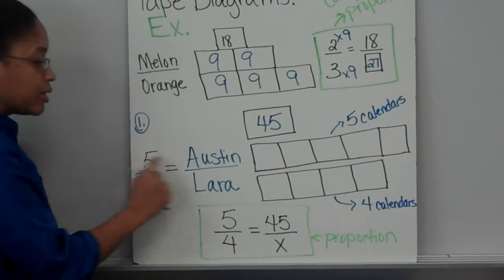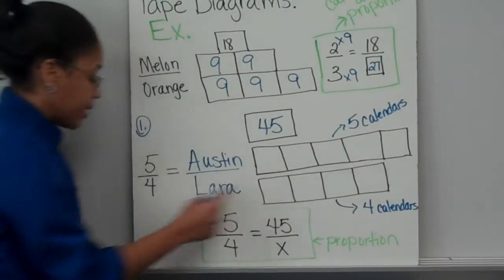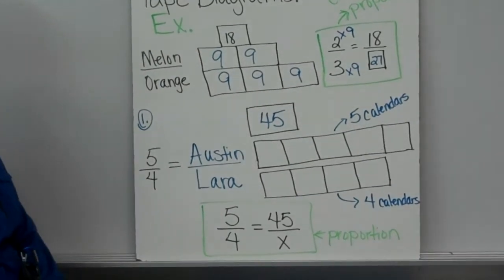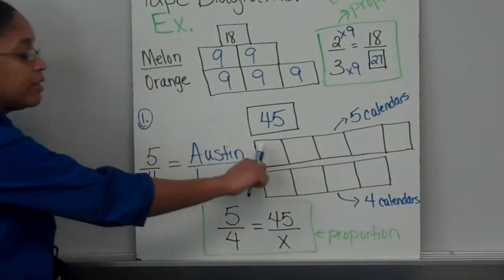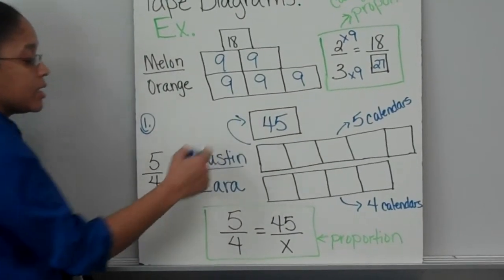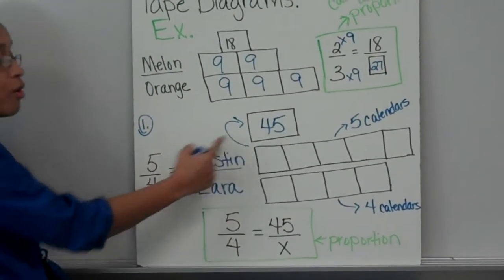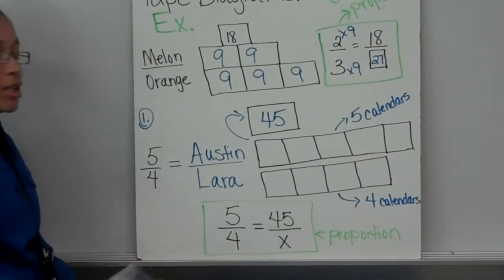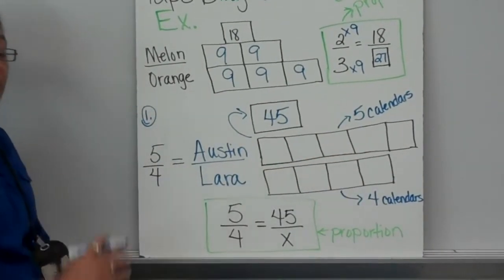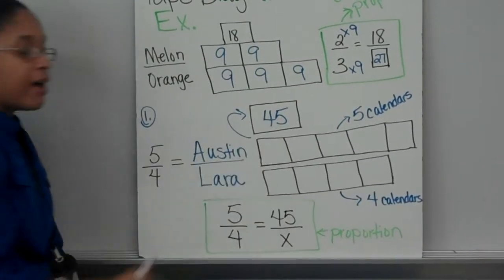So I have 5 on top, so I'm going to draw 5 boxes. I have 4 on bottom. I'm going to draw 4 little boxes to represent Laura. Now, I know that these all together have to equal 45 because the problem told me that Austin sold 45 calendars. So the question is, what number can I put in here that I'm going to write 5 times so that I can get 45?